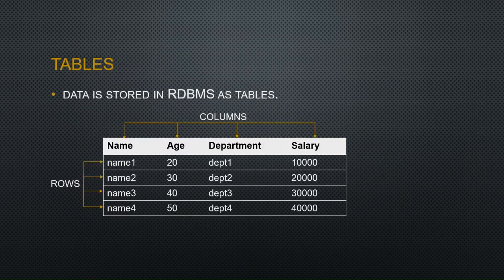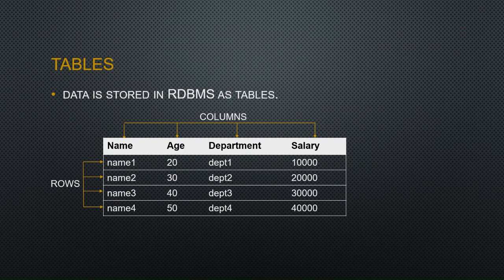Now, next we're going to look at tables, like what is a table basically. Because relational databases store data in a table. If you look at this small sample table here, which is for, let's say, some employees in a company, the table is basically divided into rows and columns.